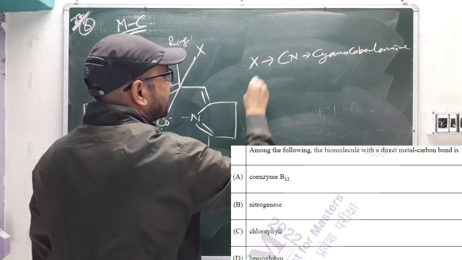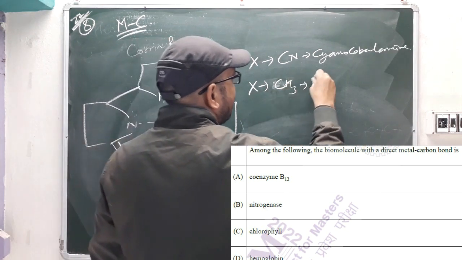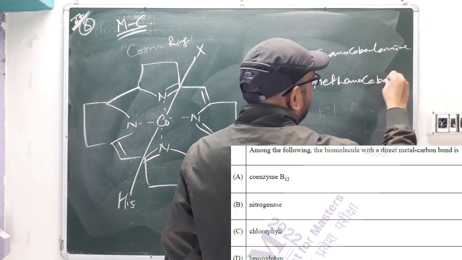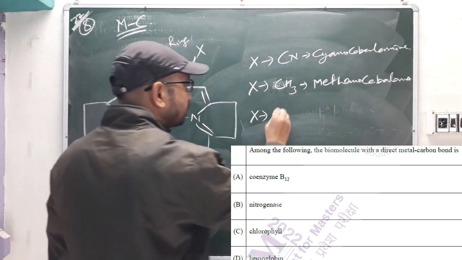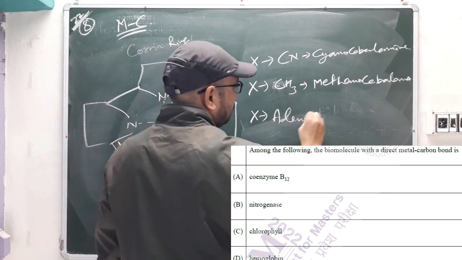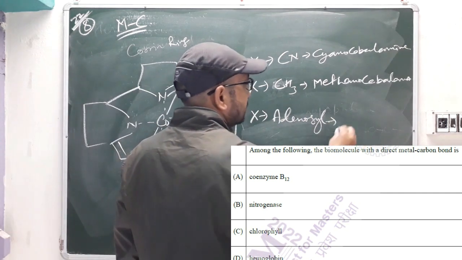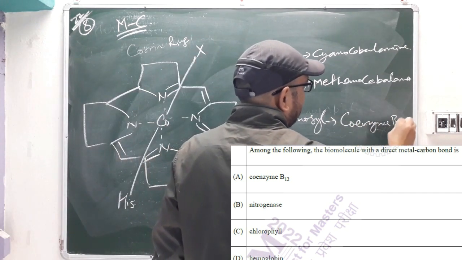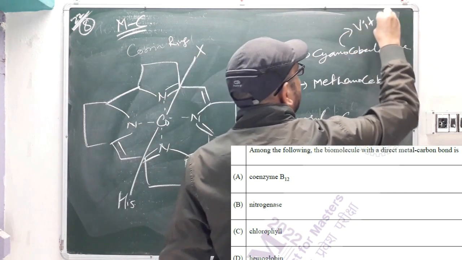If this X is CH3, then we will call it methylcobalamin. If this X is adenosyl, then we call it coenzyme B12. And this cyanocobalamin only we call vitamin B12.